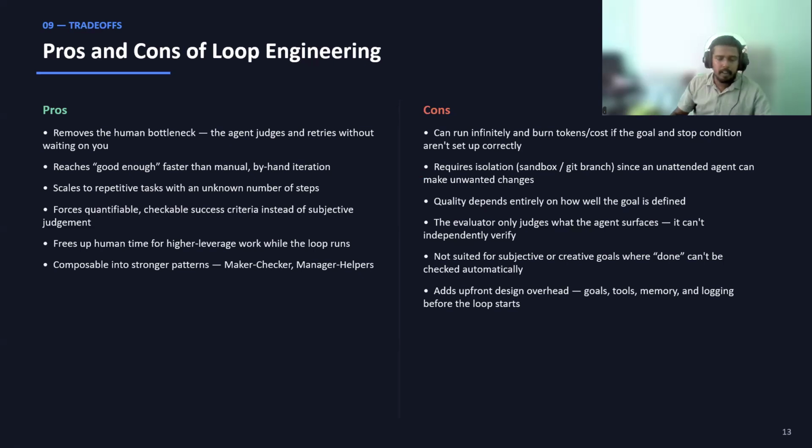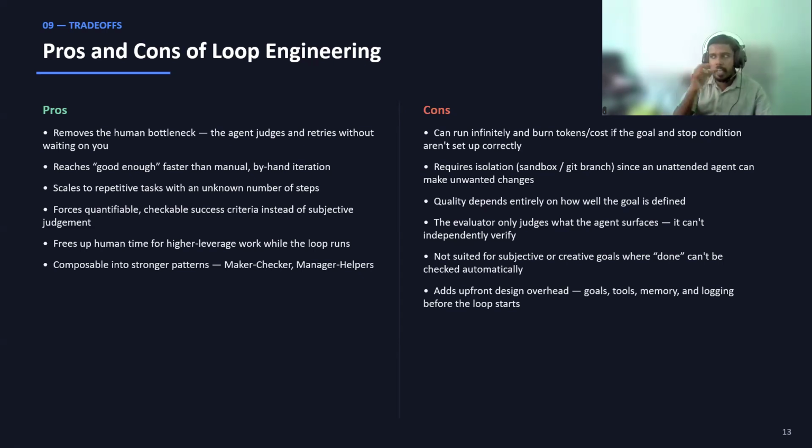Let's first consider the advantages. Agentic loops remove the human bottleneck by replacing the human with AI agents, and they reach the end result faster than prompting.